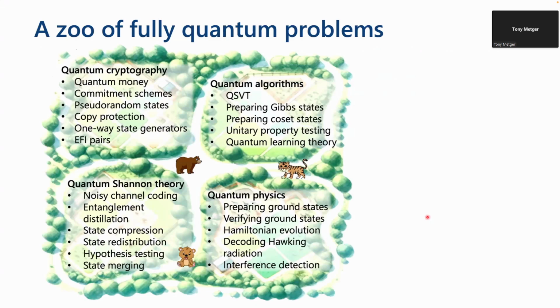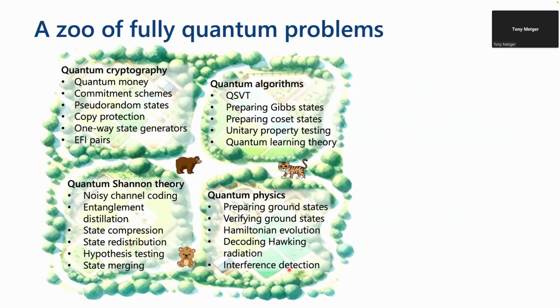Okay, so this is mostly a slide because, A, it's fun to pet tigers, and B, this is to convince you that there are indeed many of these problems. Depending on what part of quantum you care about, like in quantum crypto: quantum money, commitments, pseudorandom states, copy protection, one-way state generators, EFI pairs. All of these are phrased in terms of security games that are about mapping states to each other, or at the very least, taking an input state and producing a classical output. But the input in the security game is always quantum.